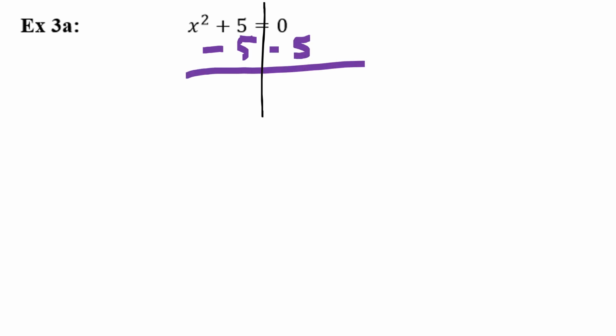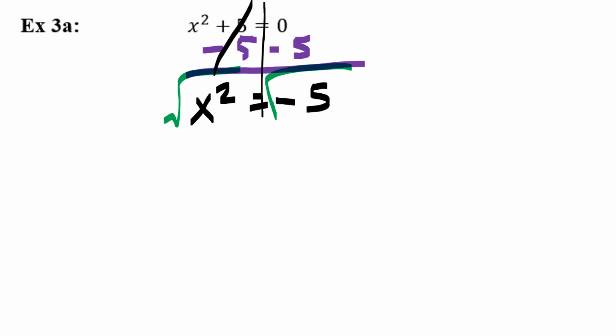Okay. On my left, 5 minus 5 will cancel. We'll be left with x squared. On the right, 0 minus 5 gives us a negative 5. We want to get rid of the exponent too, so we're going to take the square root on both sides. On the left, we'll just be left with x.